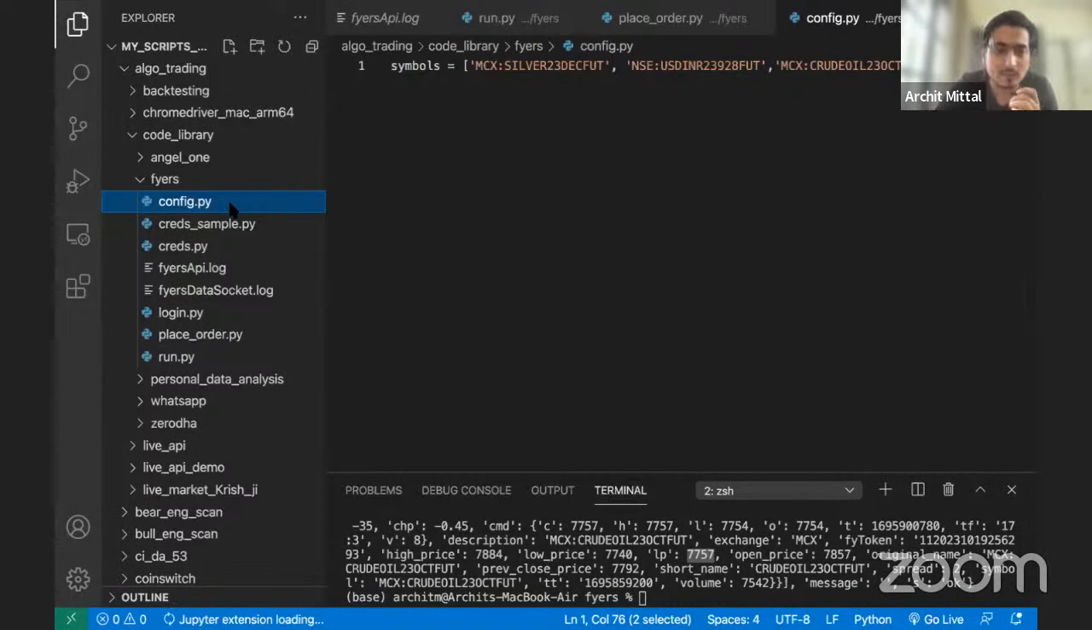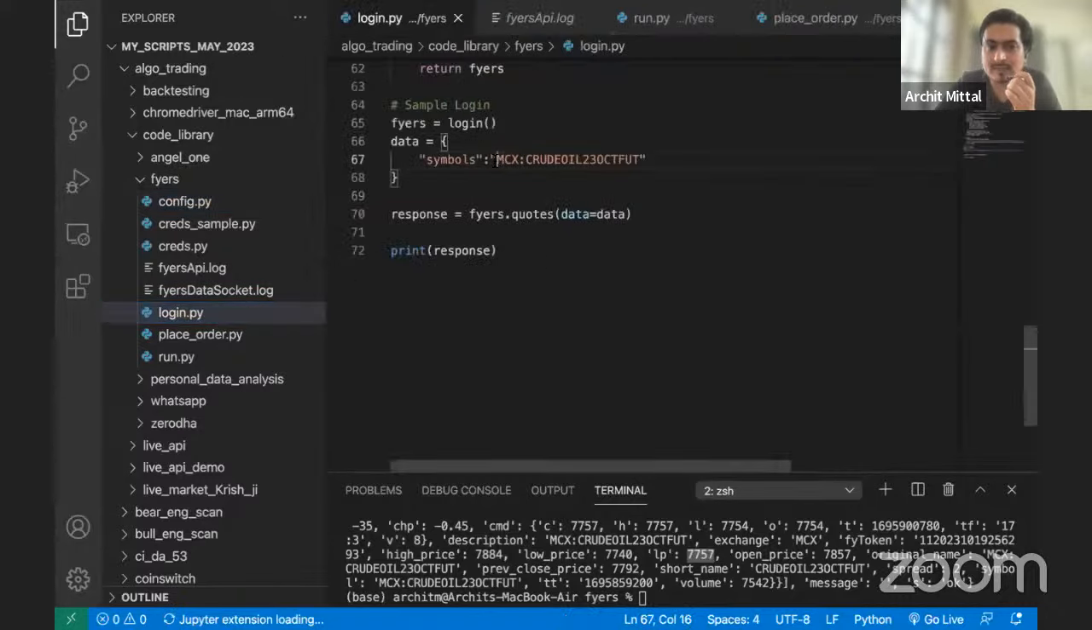Okay, let me see what is spread. The difference between the bid and the ask. What is the best price someone wants to buy at? What is the best price someone wants to sell at? The difference between both of these things is known as spread.